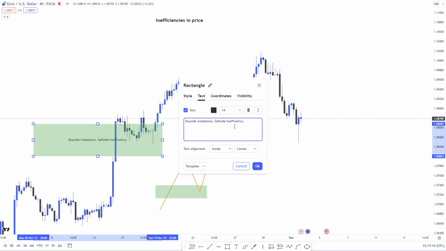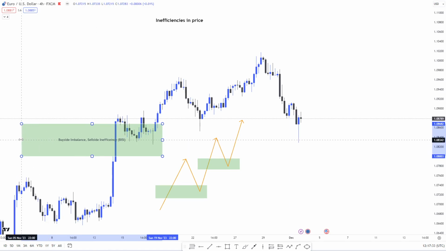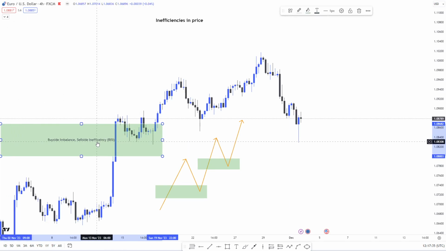So that there is buy side imbalance, sell side inefficiency. And you would have heard a big term usually called a BISI. That's the best way to say it without having to spell out what you've just written. So it's a buy side imbalance, sell side inefficiency, a BISI, because there are only buyers in the market. And the reason it is sell side inefficiency is because it is inefficient price action to the sellers.